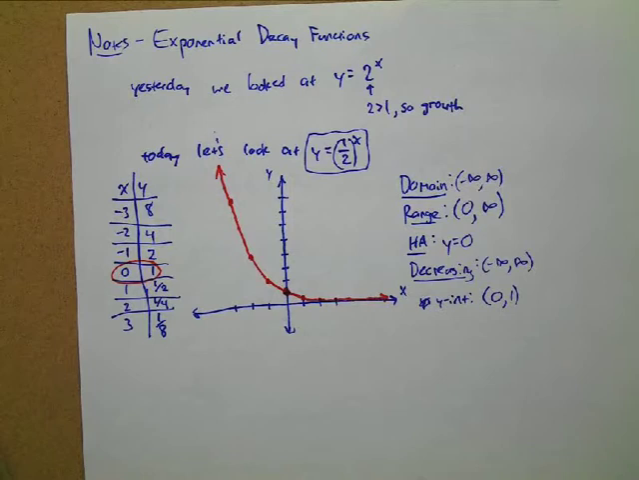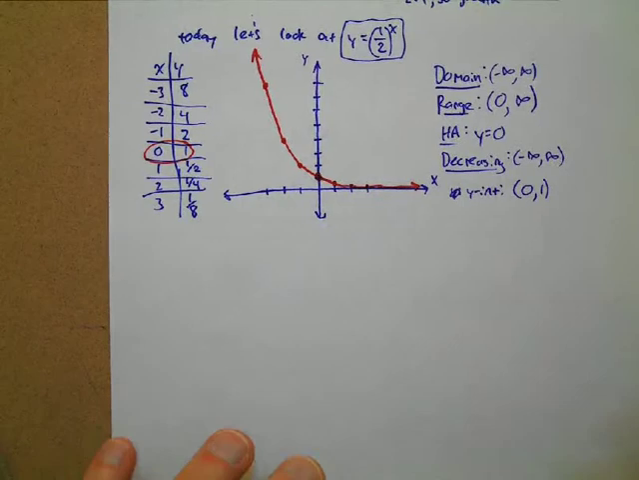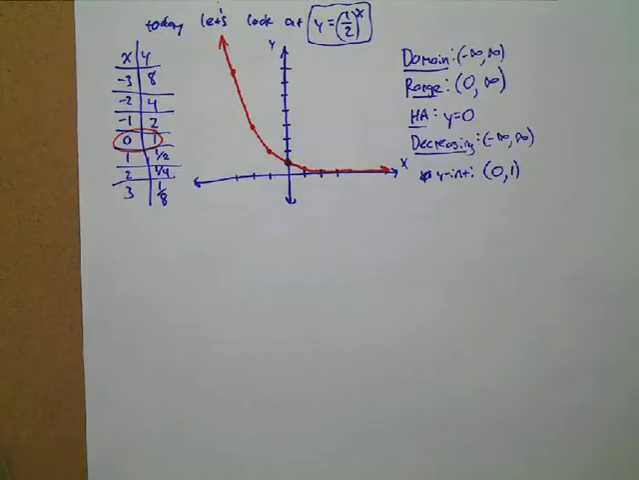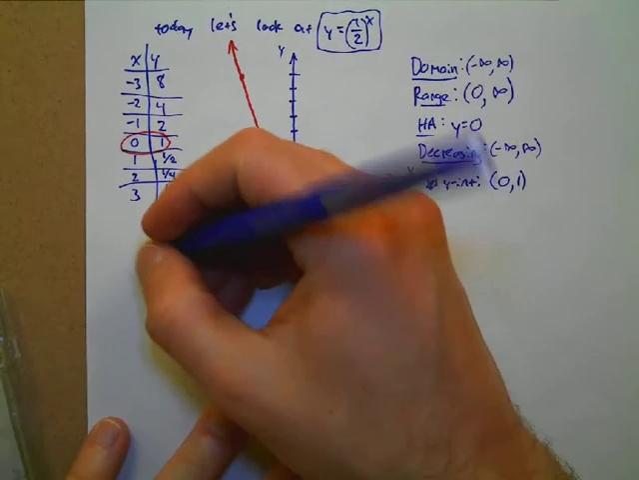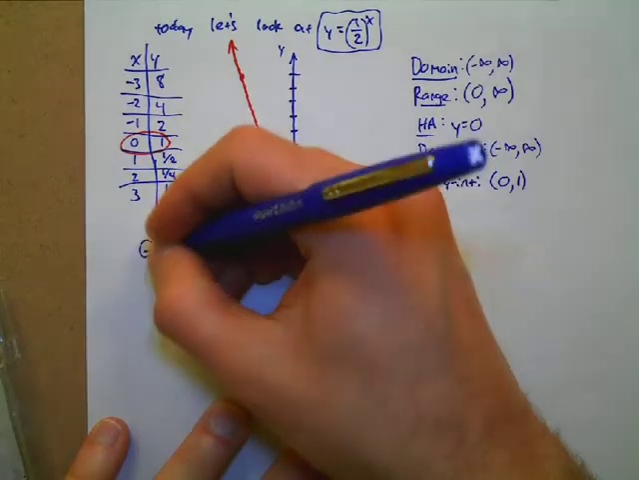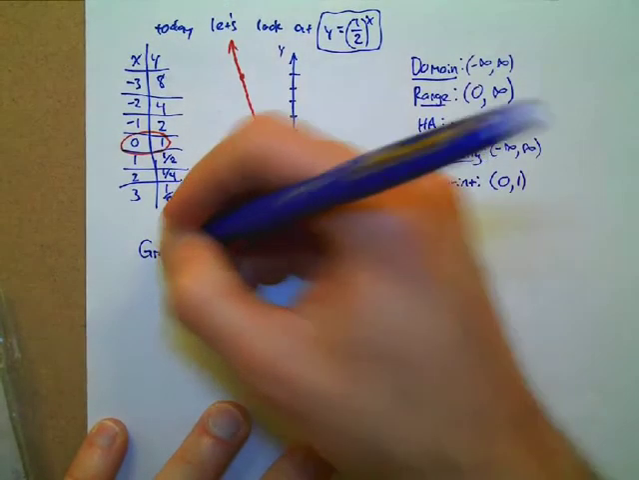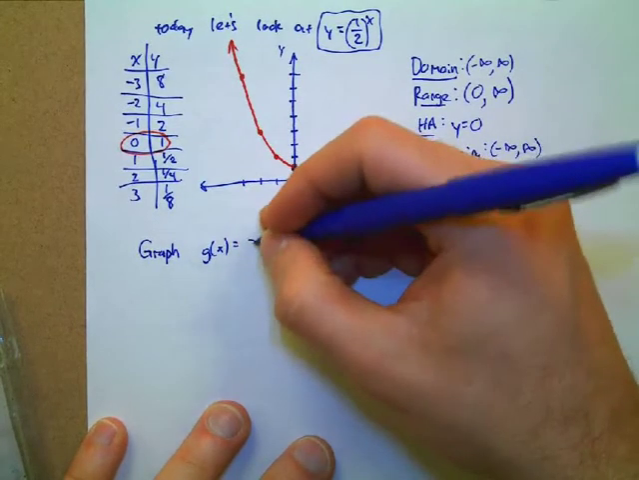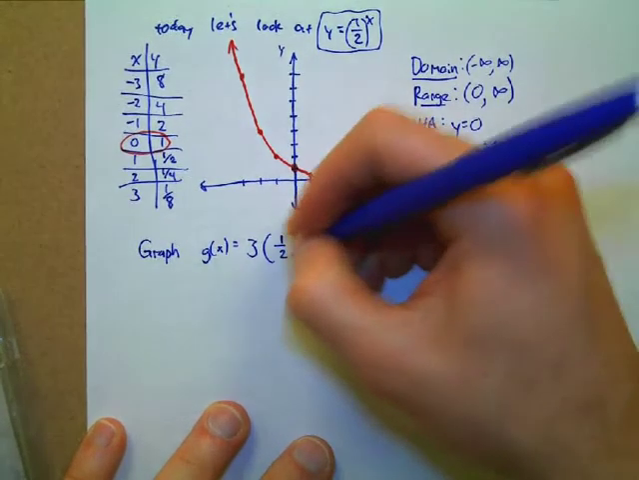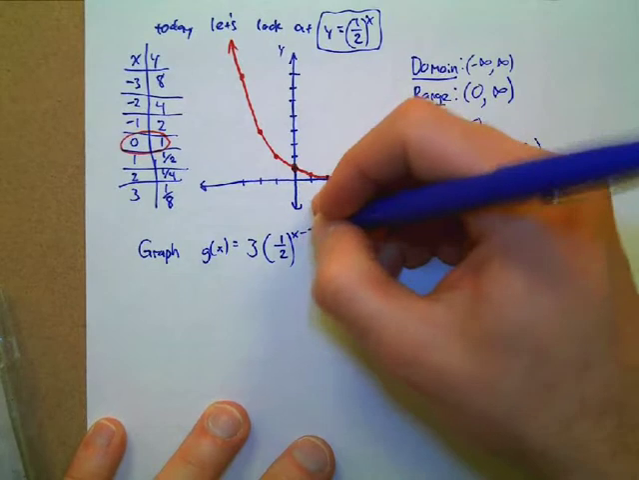All right, let's do one transformation, and then I'll talk about the growth and decay factor and the decay rate as well. So let's graph g of x equal to 3 times 1/2 to the x minus 2 power, minus 2.